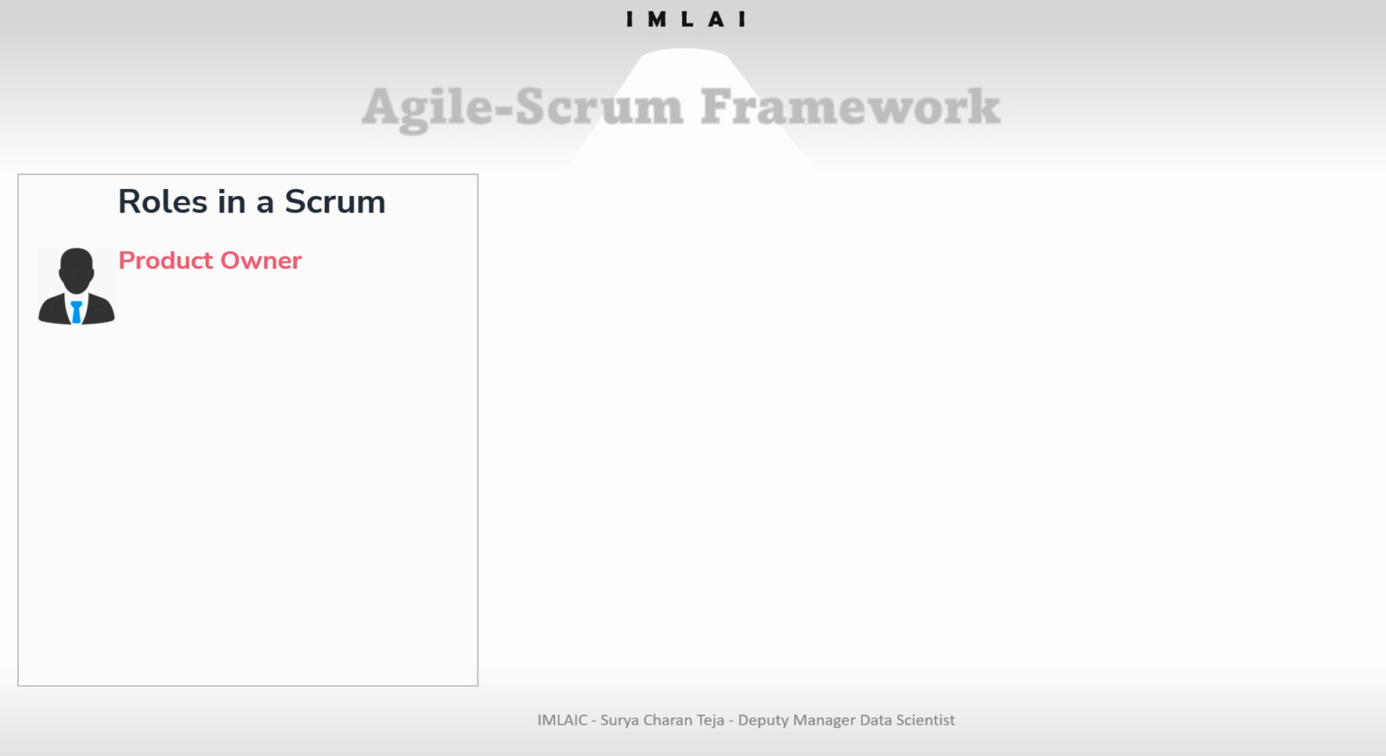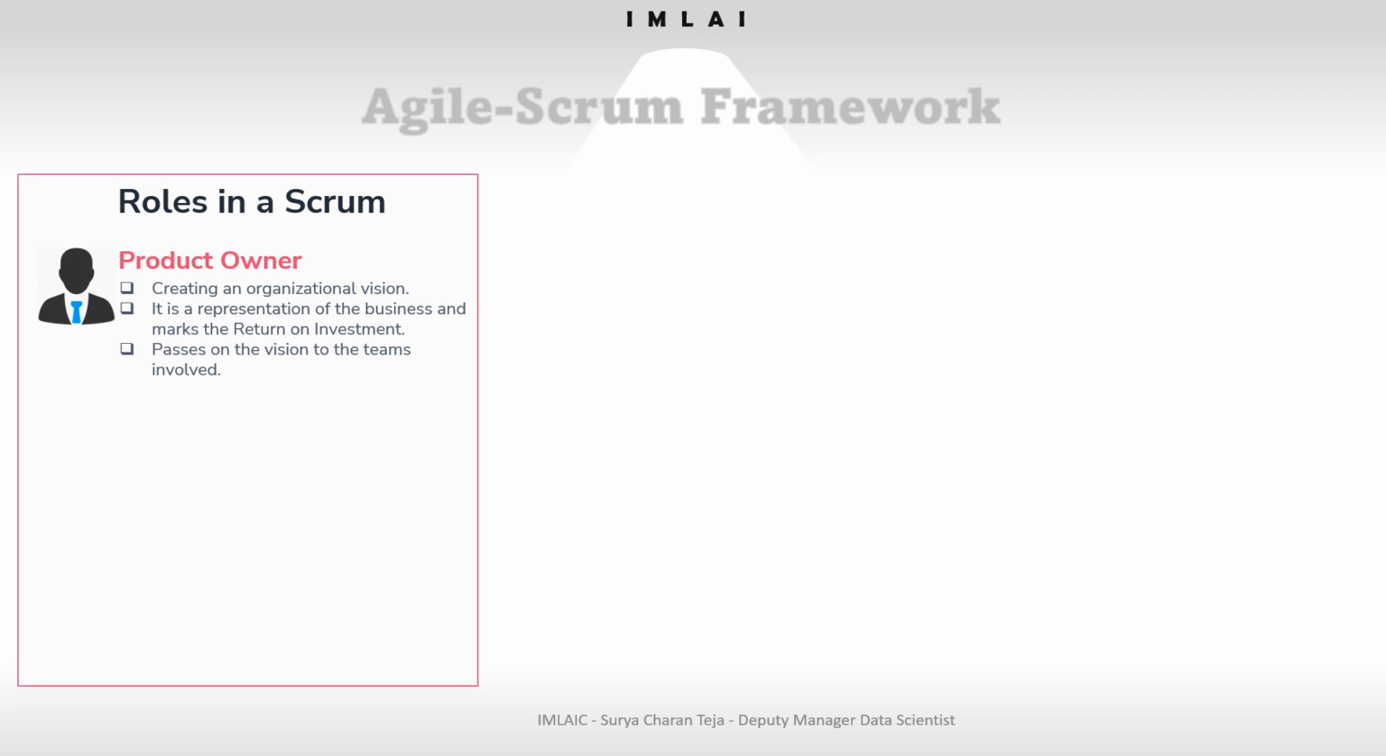The Scrum team consists of three roles: a product owner, the development team, and a Scrum master. So let's talk about the product owner first. Who is he, what does he do, what are his roles? The main work of a product owner is creating an organizational vision. It is a representation of the business and marks the return on investment. And a product owner passes on the vision to the teams involved in that project, who are basically following the Agile Scrum framework.